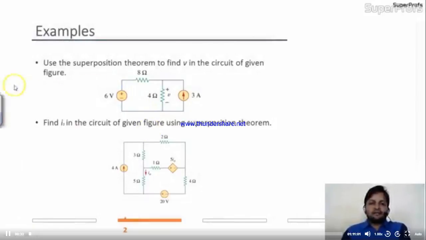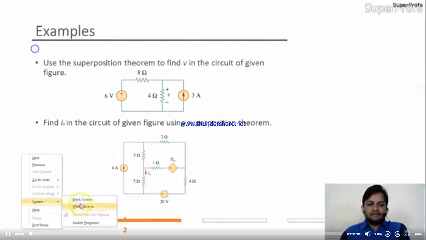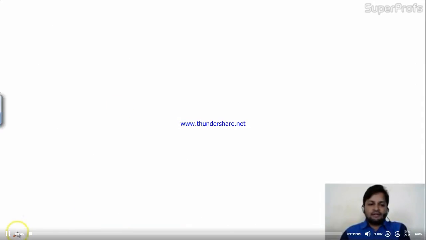Friends, the problem is given and he is asking that use the superposition theorem to find V. Where is the V? Here is the V in the circuit of given figure. I'll take this on a fresh page. Wait a minute. See, the problem is given.